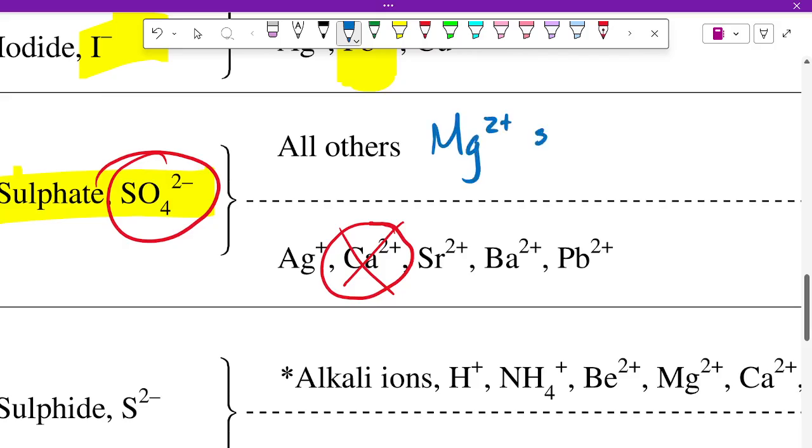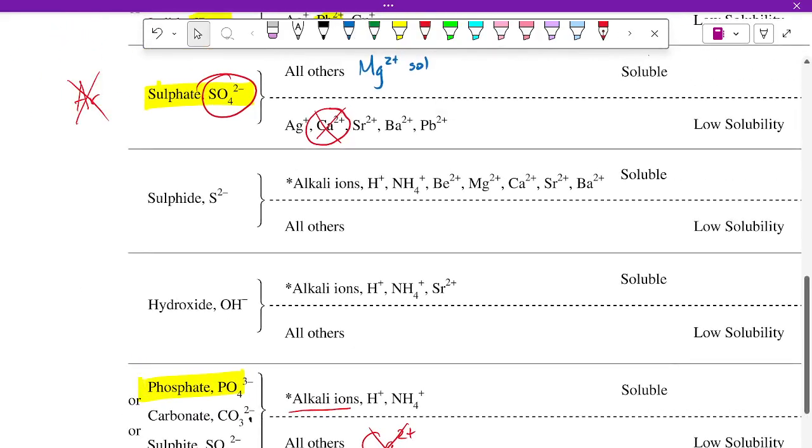is soluble with sulfate. How about Mg with phosphate? Where would it go? Is it an alkali metal? No. Is it H? No. Is it NH4? No. Therefore, it is in the all others. Yes? So it is low solubility. Is that the only one? Only magnesium?